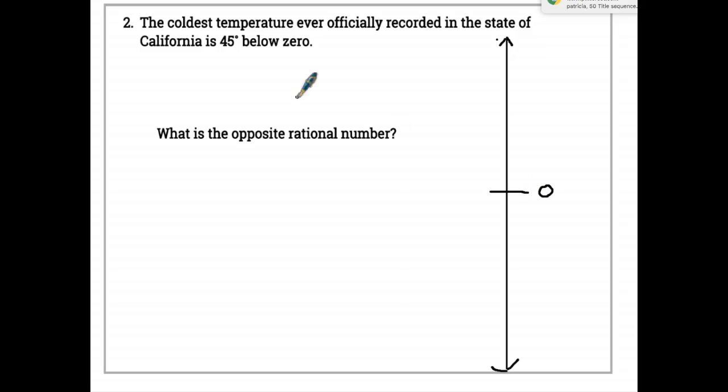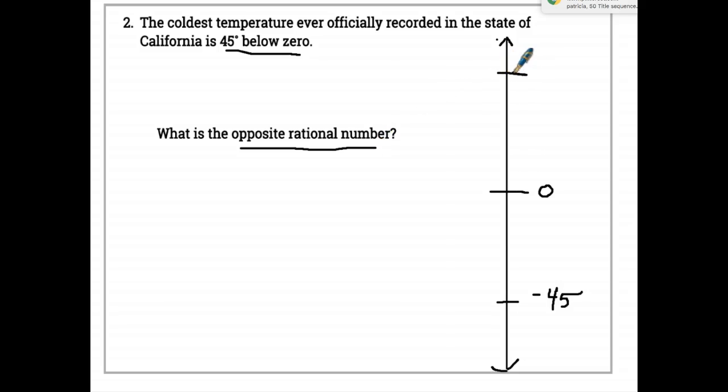And now this is 45 degrees below 0. So I'm going to graph the temperature first. Negative 45 degrees below 0. Here's 0. I go 45 interval marks down. There's negative 45. But what I need to show is the opposite rational number.